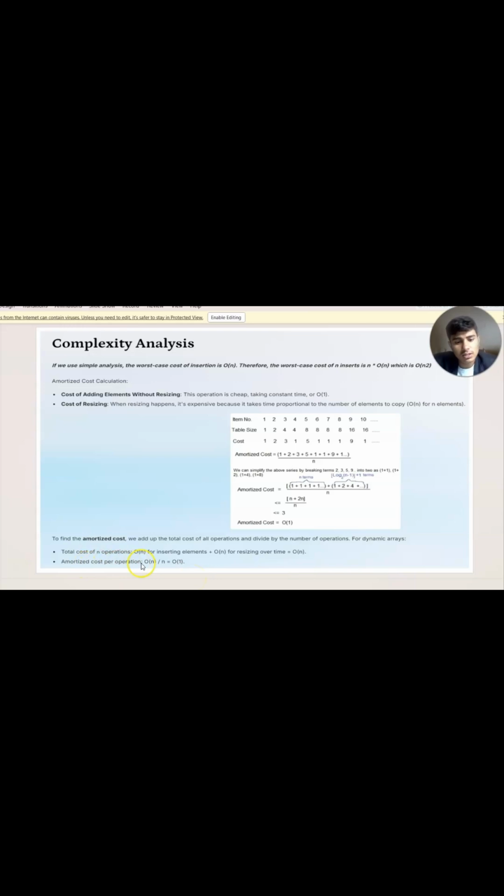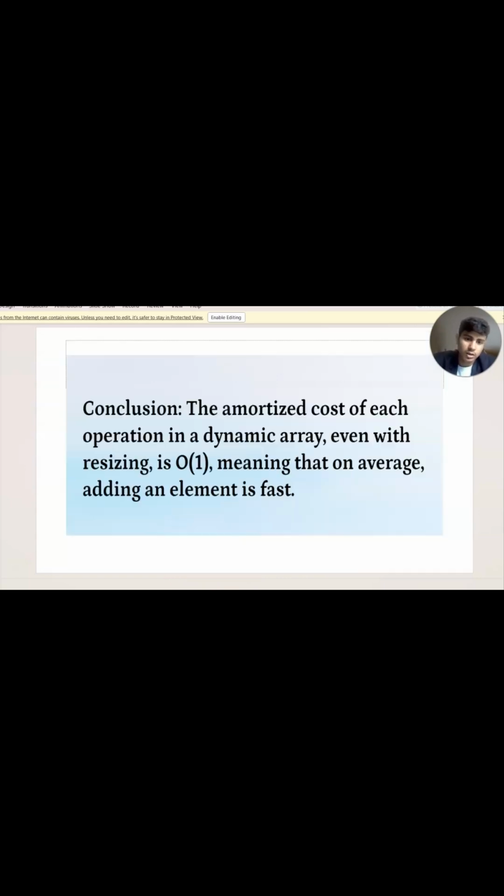So the amortized cost came to be O(n) upon n, the number of operations, which came to be O(1). So what is the conclusion of this? The amortized cost of each operation in a dynamic array, even with resizing, is O(1), meaning that on average adding an element is actually fast. But we could not figure this out with the help of simple analysis. I hope you understand this point.